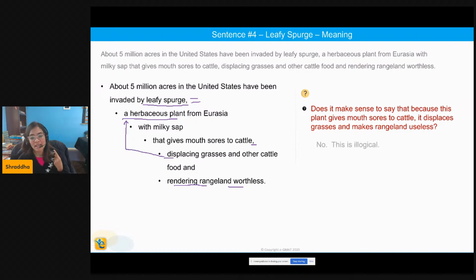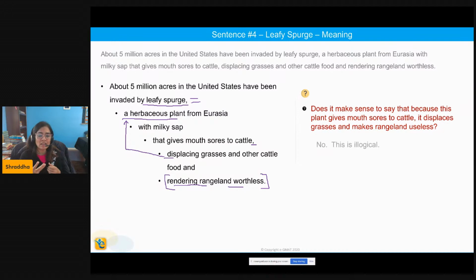So, what will make sense with rendering? Here, we'll have to think a little deeper. We'll have to really dig our heads into this part. So, rangeland is becoming worthless, right? That means the grazing grounds are becoming useless. Why? Because cattle cannot eat leafy spurge. Why? Because if they eat leafy spurge, then what happens? The milky sap in the leafy spurge gives them mouth sores, and mouth sores are painful. We all know that, right? Even from our experience as humans, we understand that mouth sores can be very, very painful.